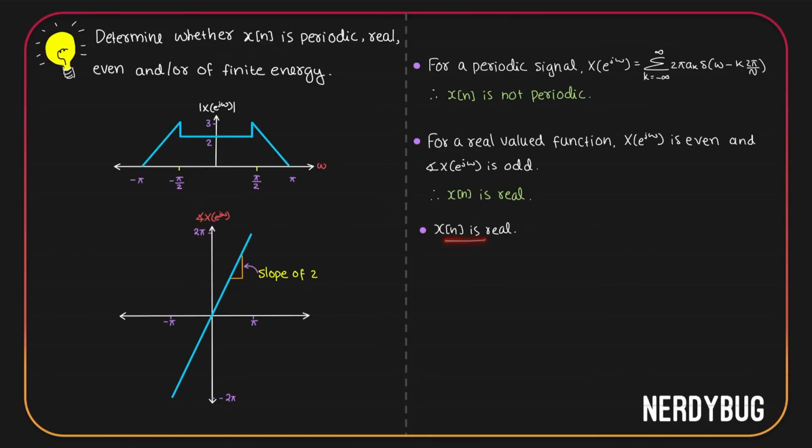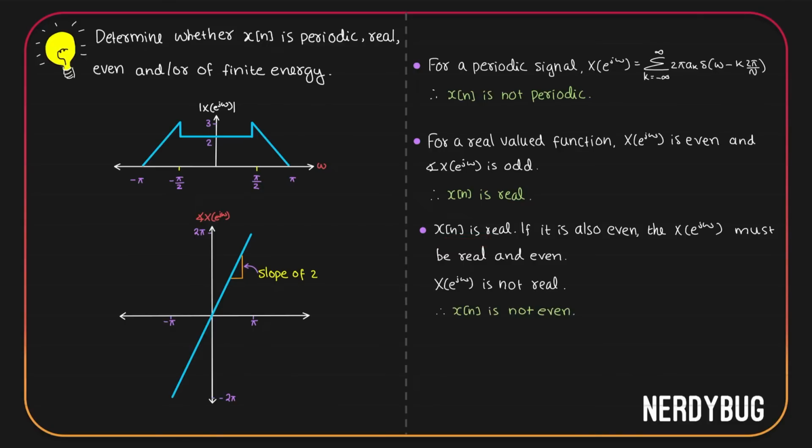We got that x[n] is real, but we have already learned if x[n] is real and even, then X(e^{jω}) should also be real and even. Here obviously X(e^{jω}) is not real because along with the magnitude it also has a phase. So X(e^{jω}) is even, but it is not real. So since we have already found out x[n] is real, we'll have to conclude that it is not even.